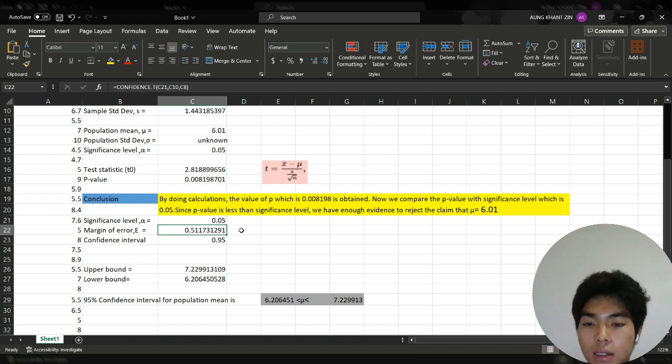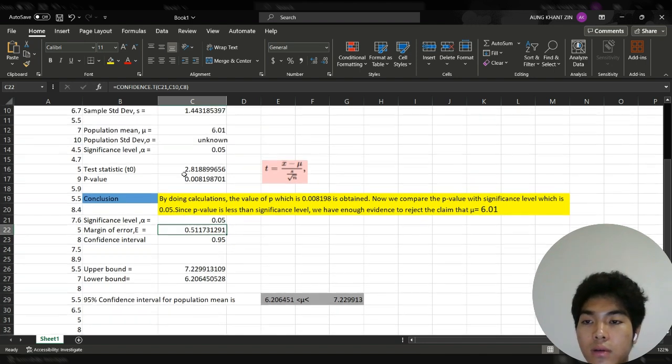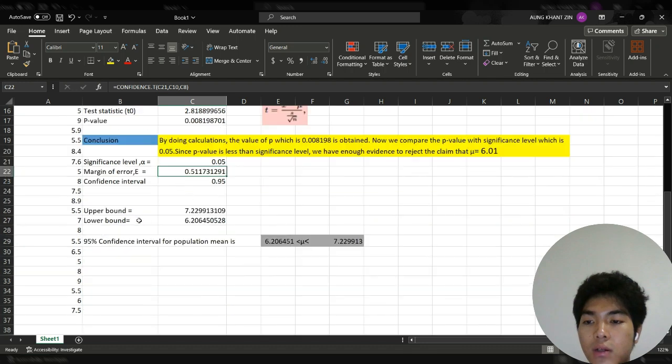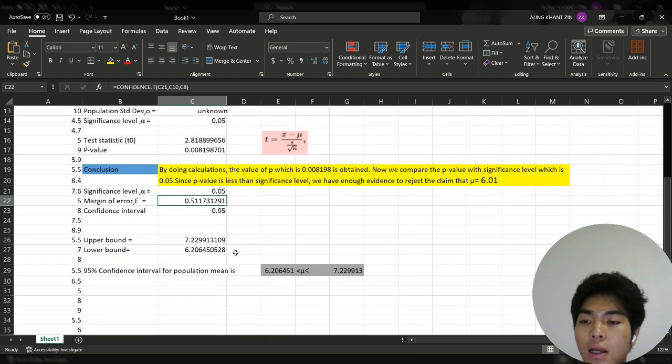So now we can find the upper bound and lower bound. For upper bound, we add the margin of error to our sample mean. And for the lower bound, we subtract the margin of error from our sample mean. So our 95% confidence interval for population mean lies between 6.206 and 7.229. So that's the end of my presentation.